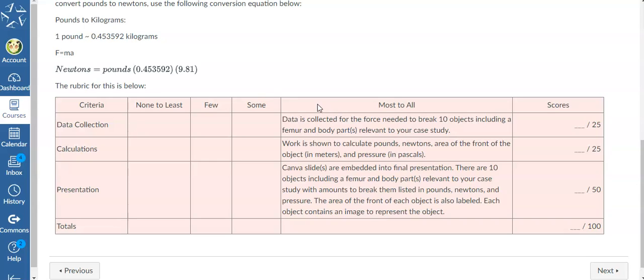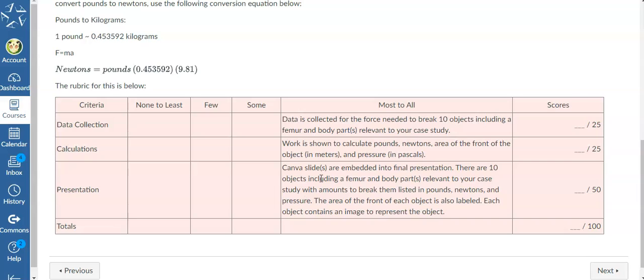So let's go over the rubric for this. For data collection, your data is collected for the force needed to break the 10 objects, including the femur that was in the example and the body parts that are relevant to your case study. For the calculations, work is shown to calculate pounds, newtons, area of the front of the object in meters, and pressure in pascals. Now, you'll have at least one of these without calculating anything, and you'll cite that with your citations at the end of your presentation.